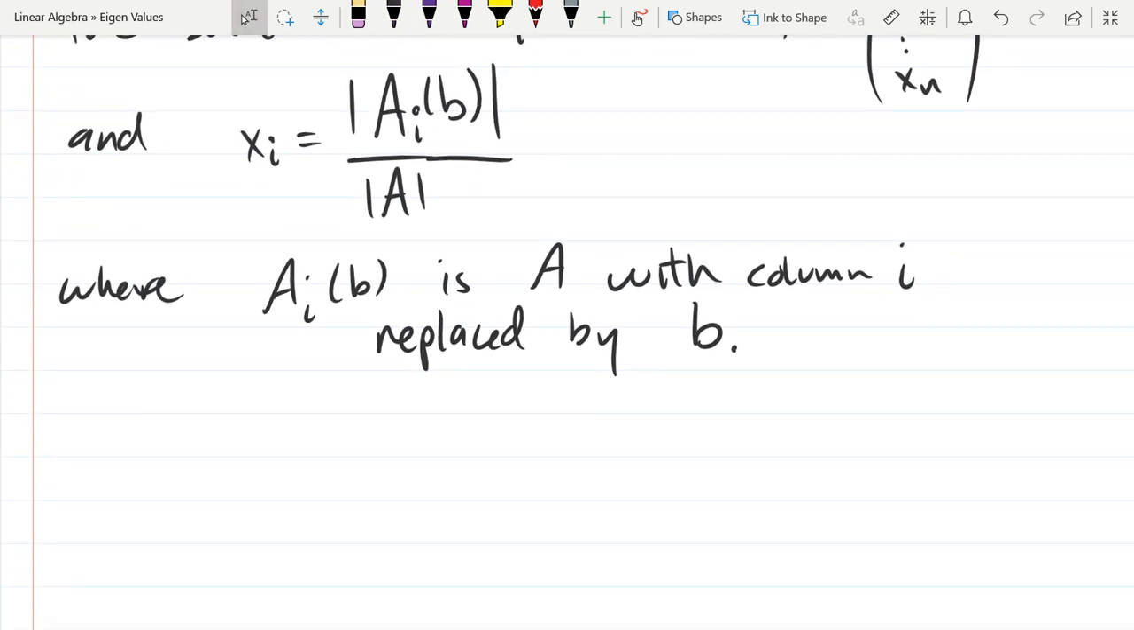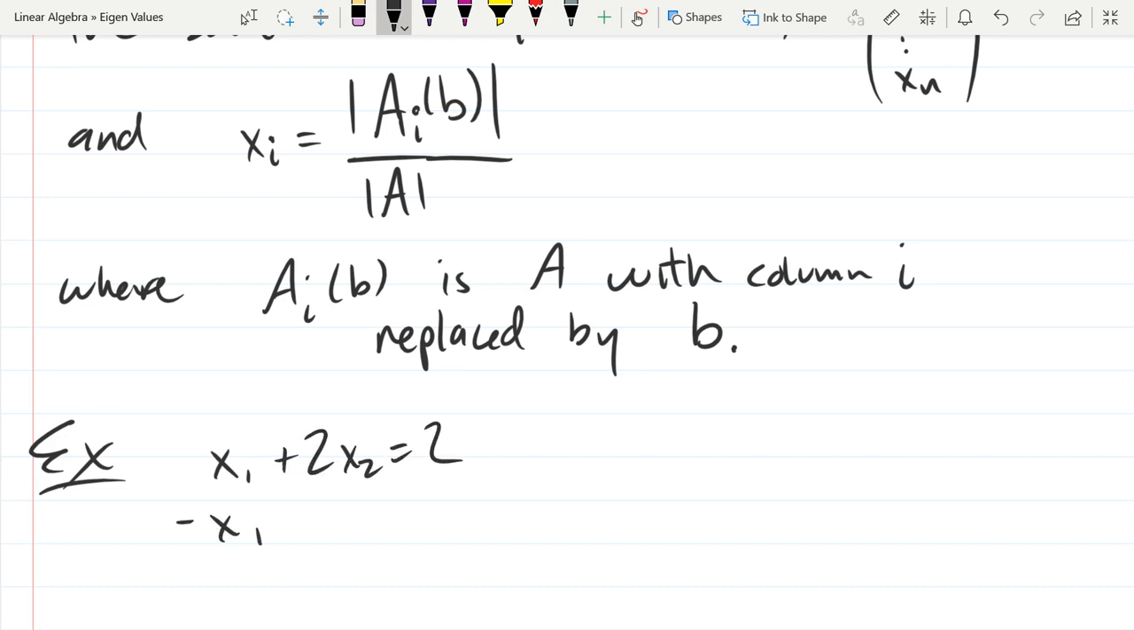So this is Cramer's rule, and we're going to solve a very easy system using Cramer's rule. So we get x1 plus 2x2 equals 2, and negative x1 plus 4x2 equals 1. So we're going to solve using Cramer's rule.